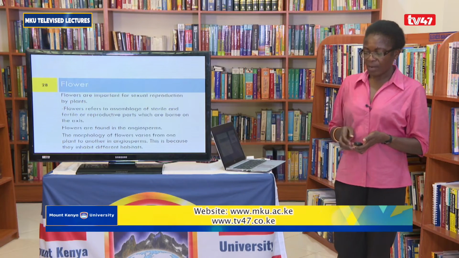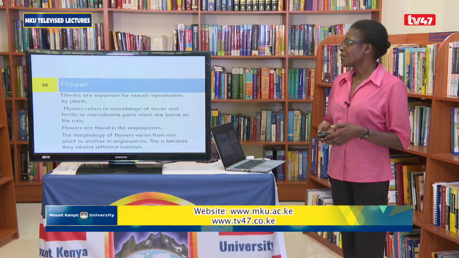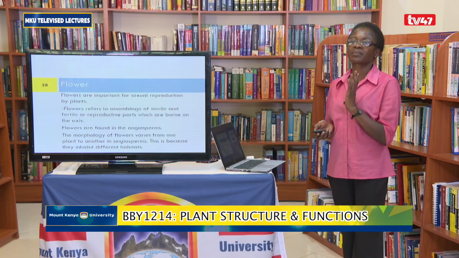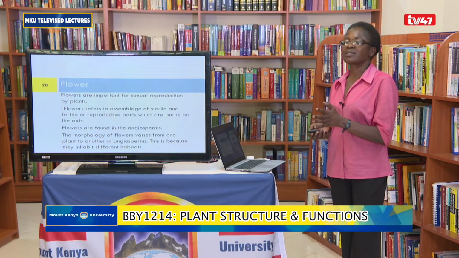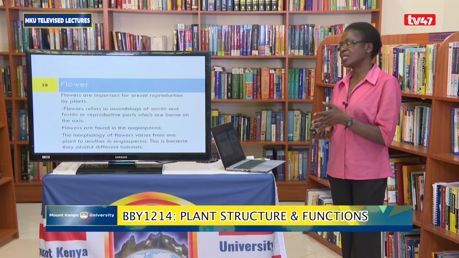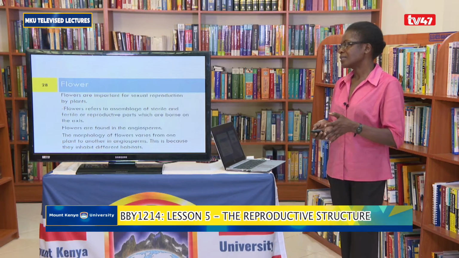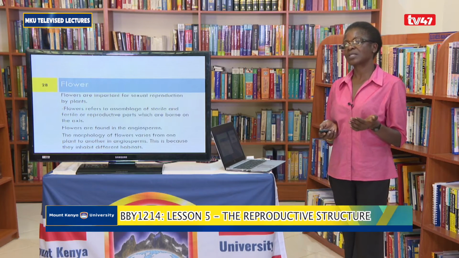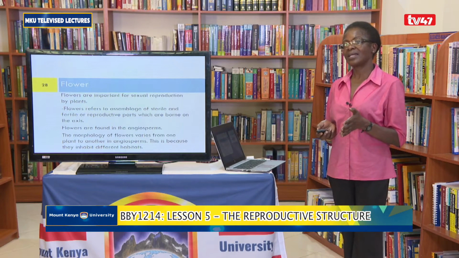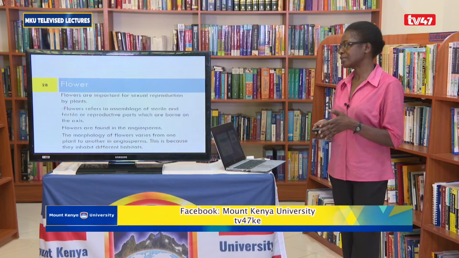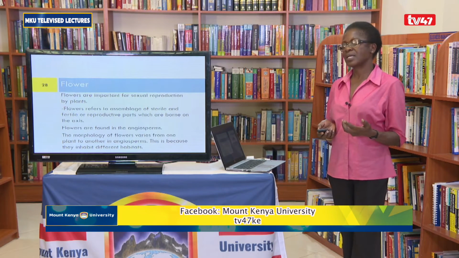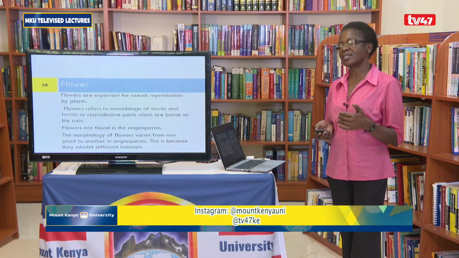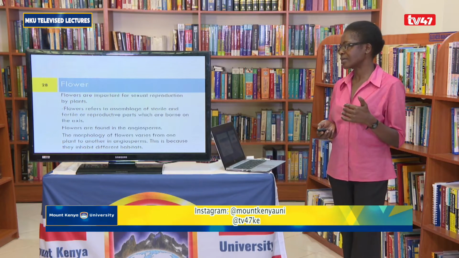Now, for the flower, we say the flower is the reproductive structure in the flowering plants, where the flowering plants basically are the angiosperms, and the angiosperms are the most complex plants, that are highly adapted to life on land. And one of the things that makes them so highly adapted to life on land is the fact that they produce flowers.